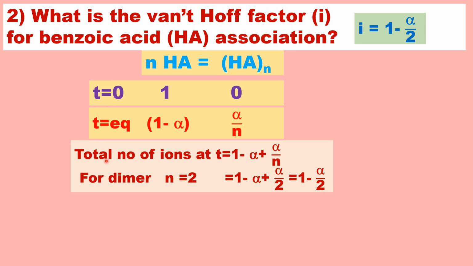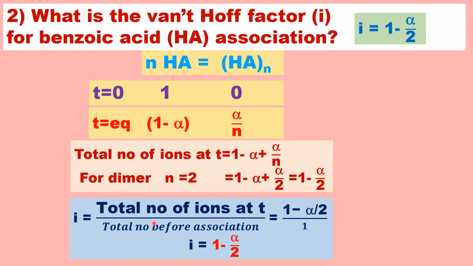Now the total number of moles at equilibrium equals 1 minus alpha plus alpha by n. This is the general formula. Let us consider benzoic acid association, where it dimerizes, so n equal to 2. Let us substitute in the formula: 1 minus alpha plus alpha by 2 equals 1 minus alpha by 2.